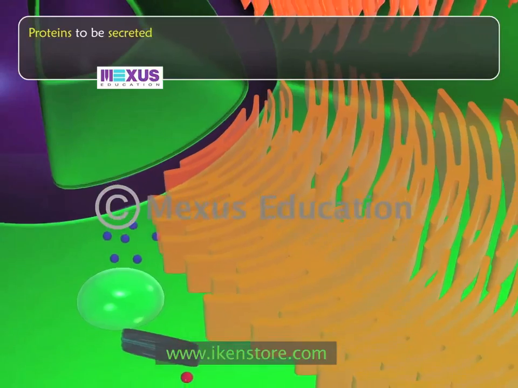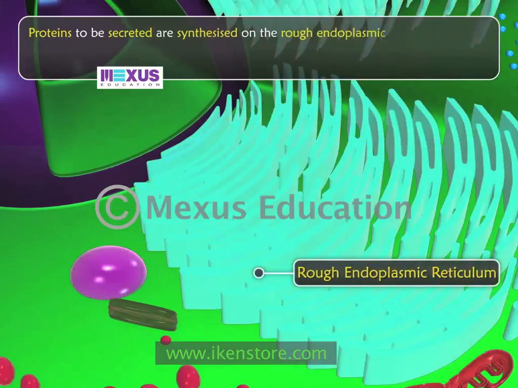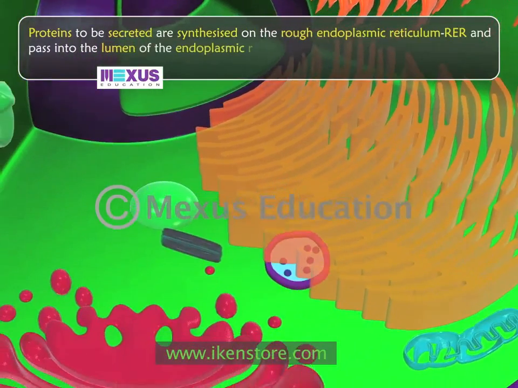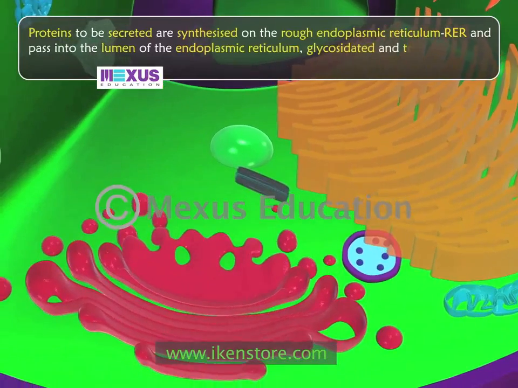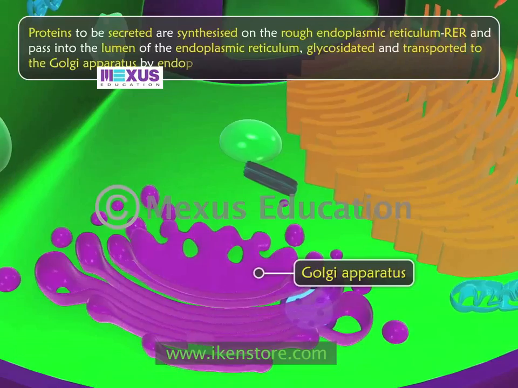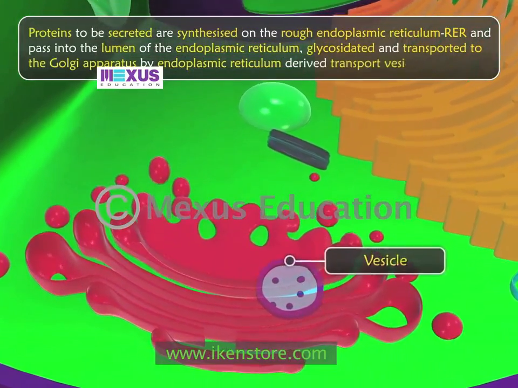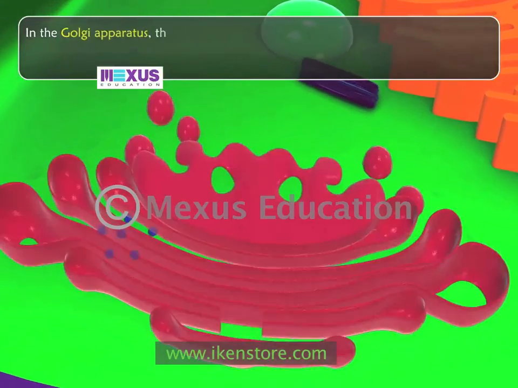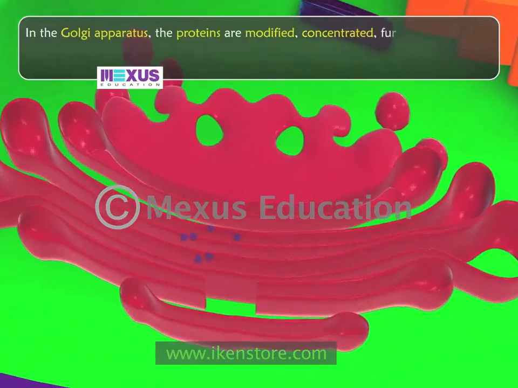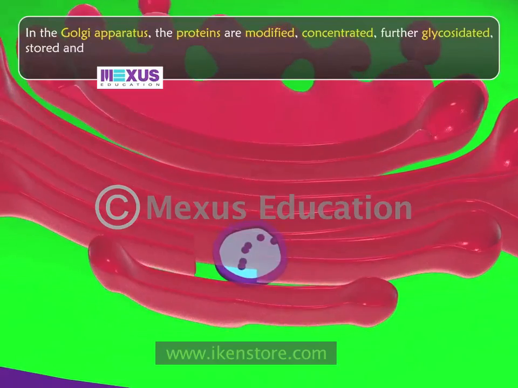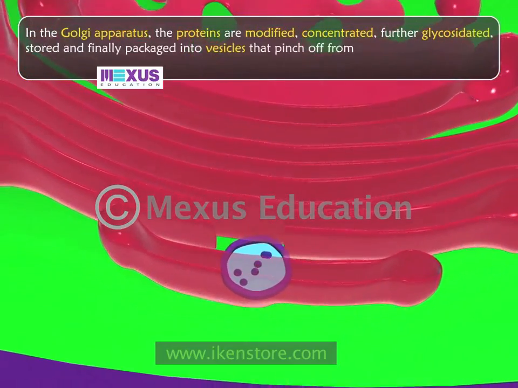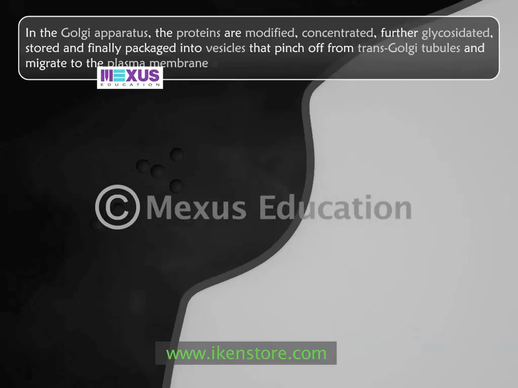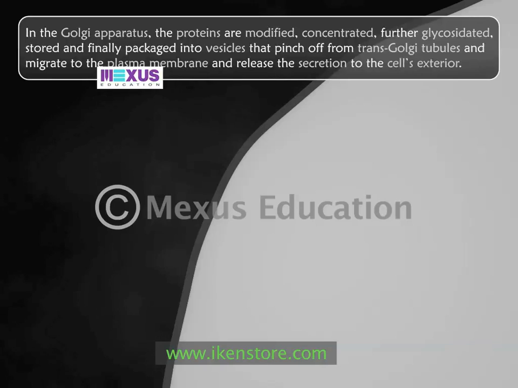Proteins to be secreted are synthesized on the rough endoplasmic reticulum (RER) and passed into the lumen of the endoplasmic reticulum, glycosylated and transported to the Golgi apparatus by endoplasmic reticulum derived transport vesicles. In the Golgi apparatus, the proteins are modified, concentrated, further glycosylated, stored, and finally packaged into vesicles that pinch off from trans-Golgi tubules and migrate to the plasma membrane to fuse with it and release the secretion to the cell's exterior.